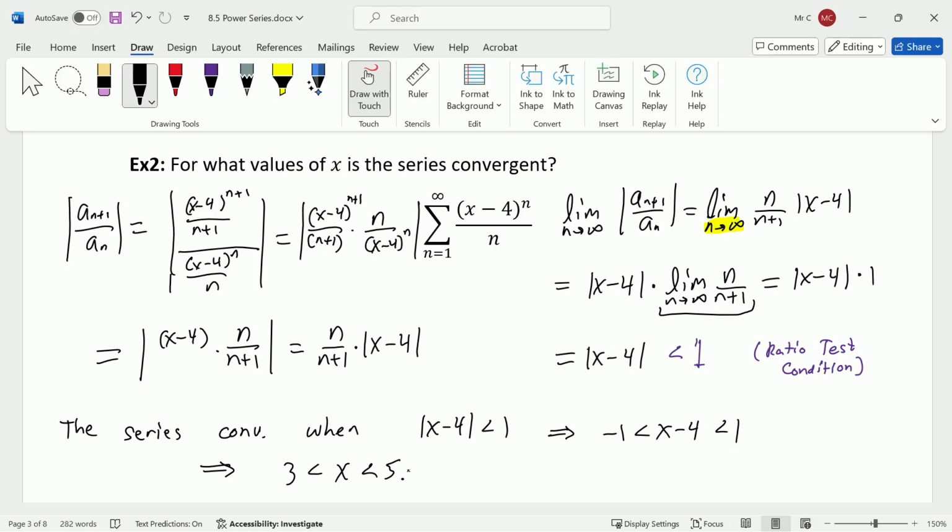But I don't have the final interval because I don't know if this converges at 3 or 5. Notice, what's always going to happen in this situation is that when you apply the ratio test, the values at the endpoints, when you plug them back in, will always give you 1. If I plug in 5, I get 5 minus 4 is 1. If I plug in 3, I get 3 minus 4 is negative 1. Take the absolute value, it's still 1. So on these endpoints, the ratio test will always be inconclusive.